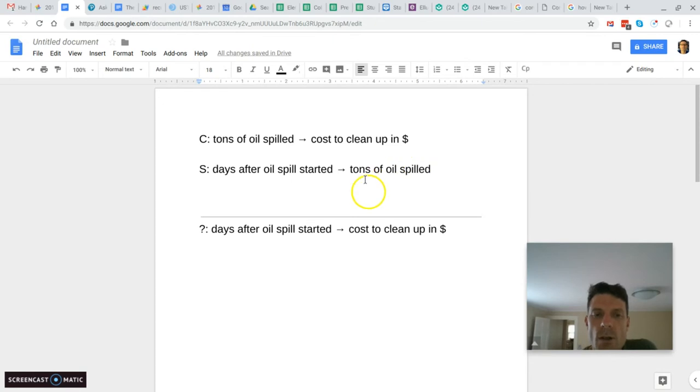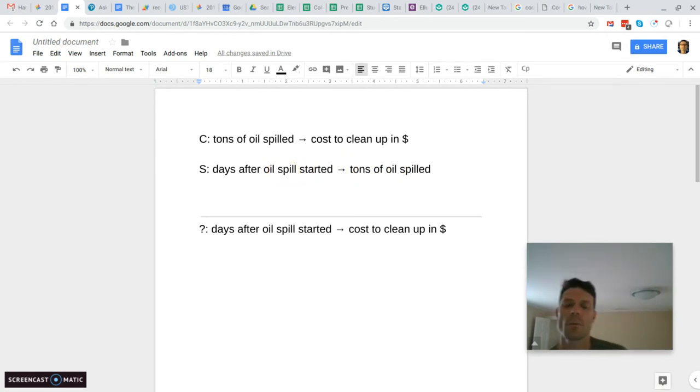Okay. Now, the function that we're asked to create, this is the question mark here, is a function that gives us, if we input the days after the oil spill has started, the cost to clean up. So whatever we want to have as our domain for our function has got to be D, right? Now, which of these two functions has days as the domain? It's really the S function. So it's got to kind of start there.